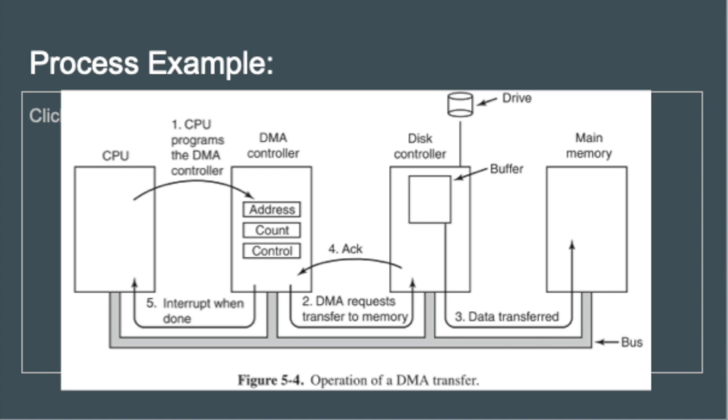This is an illustration of how the DMA works. First, the CPU sends instructions such as address and control over to the DMA. From there, the DMA requests transfer to memory. Then, data is transferred into memory. Once all the data is transferred into memory, acknowledgement is sent back to the DMA, and from there, the DMA sends an interrupt to the CPU when it is done.